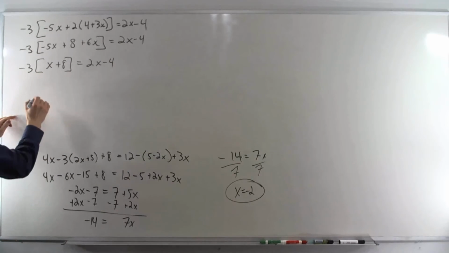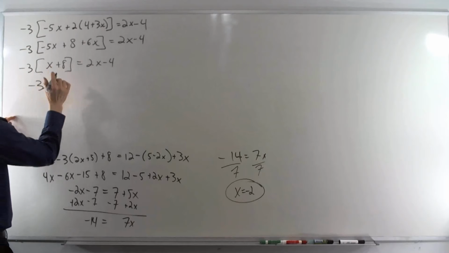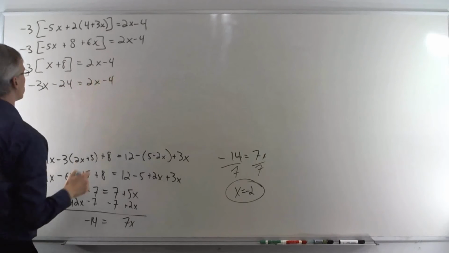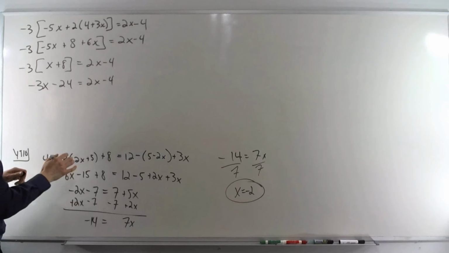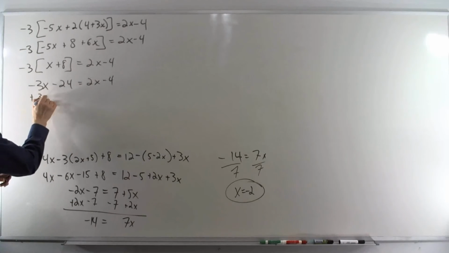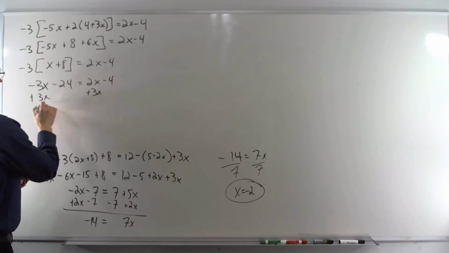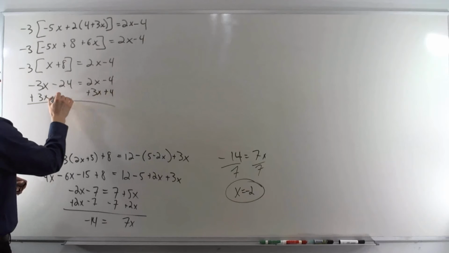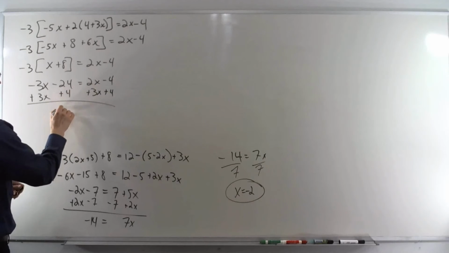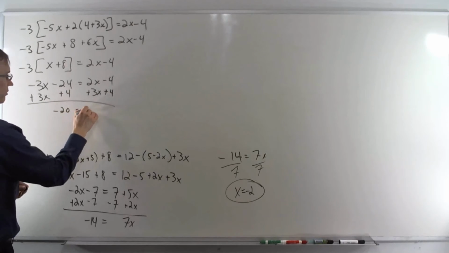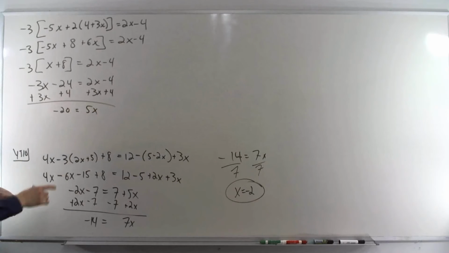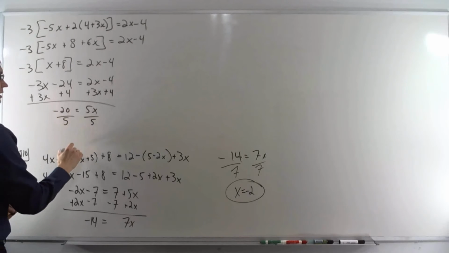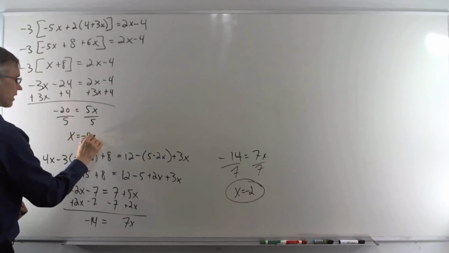Negative 3 times x is negative 3x. Negative 3 times 8 is negative 24. Now I'm going to add 3x to both sides. That brings all the x's to the right. Now we can get rid of this number here by doing the opposite. So plus 4 plus 4. So we got negative 20 equals 5x. Everything else goes away. Divided by 5 on both sides. And we get x equals negative 4.